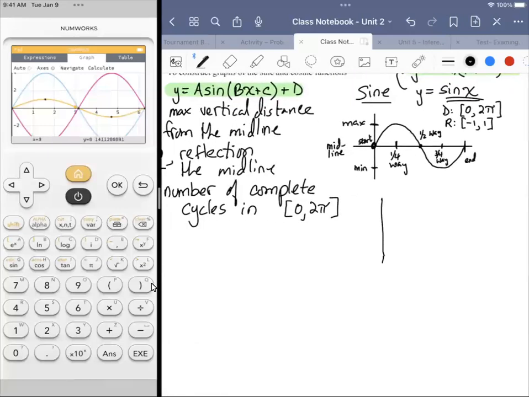Here's an example. Again, y equals the sine of x. Normally, it would be going from 0 to 2 pi. So here's pi over 2, pi, 3 pi over 2, and 2 pi. This would be 1 unit up, 1 unit down. The sine function starts off at the midline, increases to the maximum at the quarter-way point.